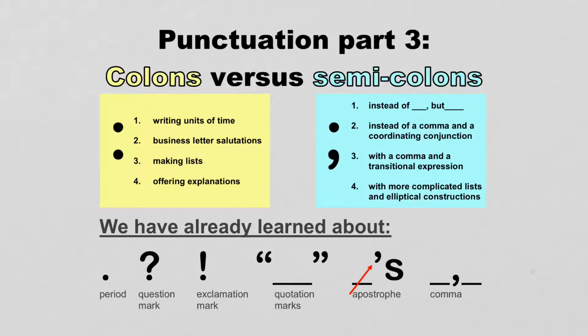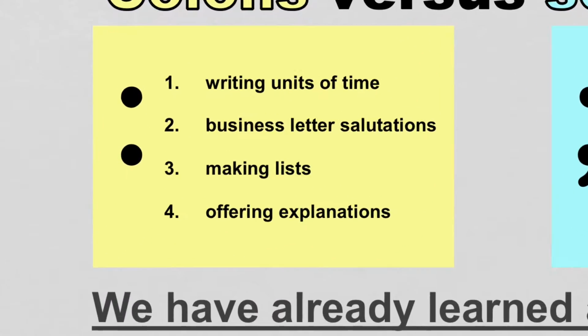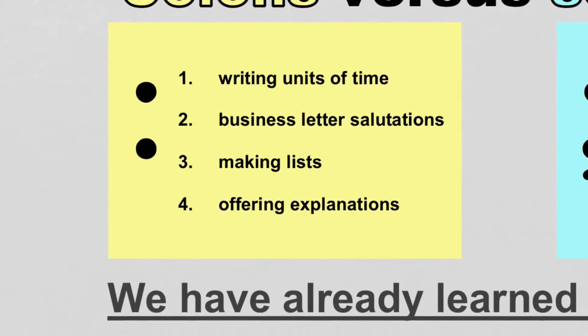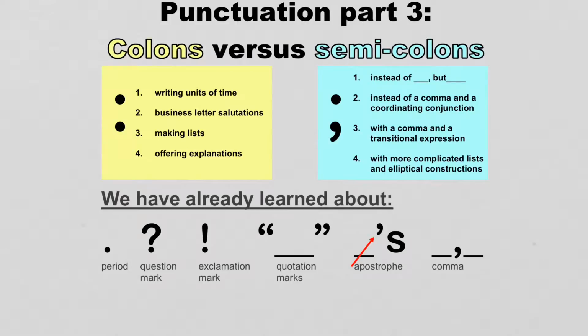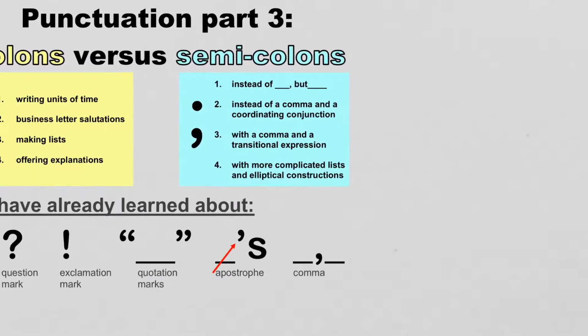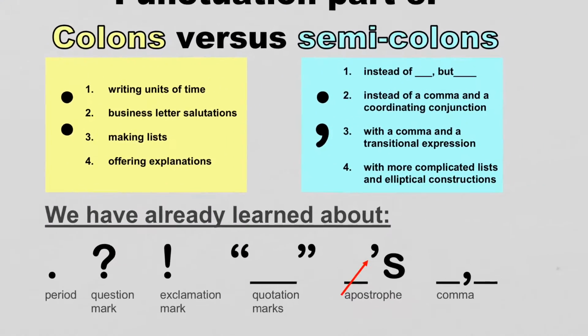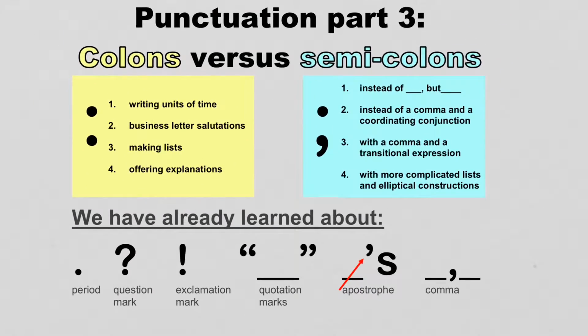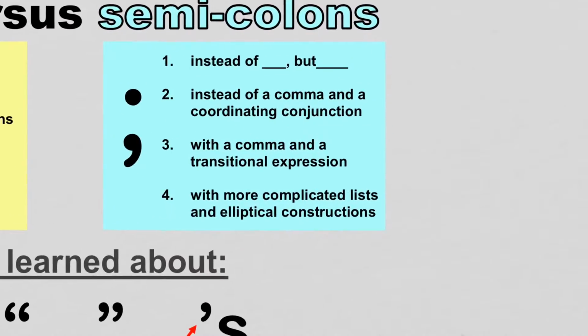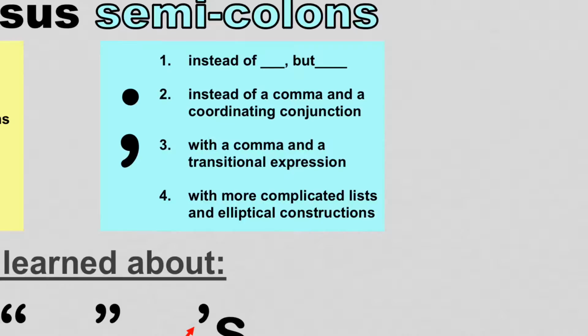Just to show you the difference between them visually, on the left-hand side I have a colon, so you can see that a colon is two dots. And on the right-hand side, I have a semicolon. So as you can see, a semicolon has a dot on the top and then a comma on the bottom, really. So a colon is two dots, and a semicolon is a dot on the top with a comma on the bottom.